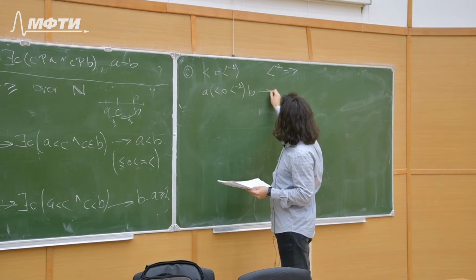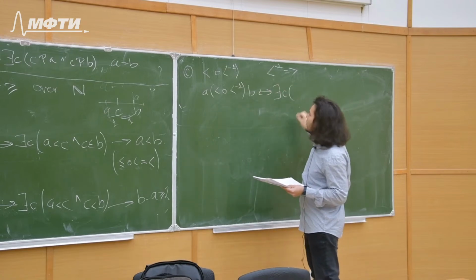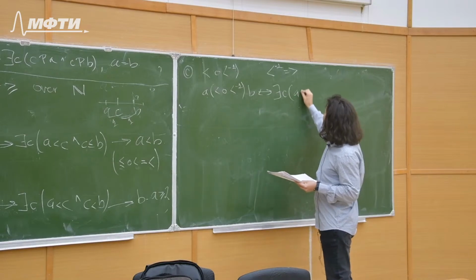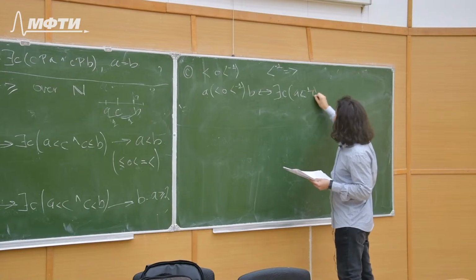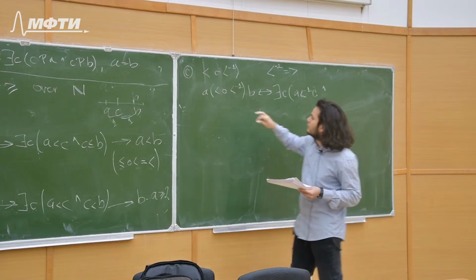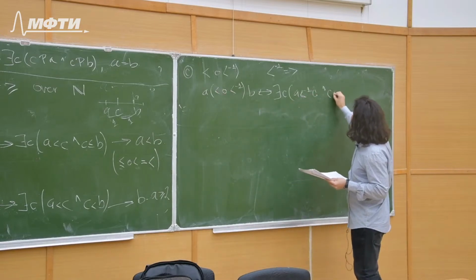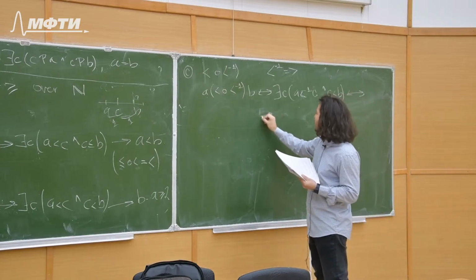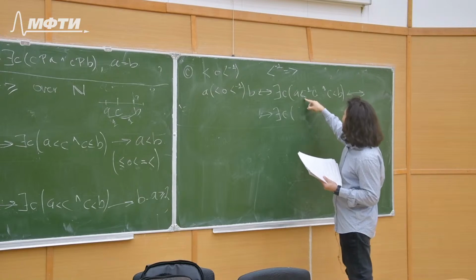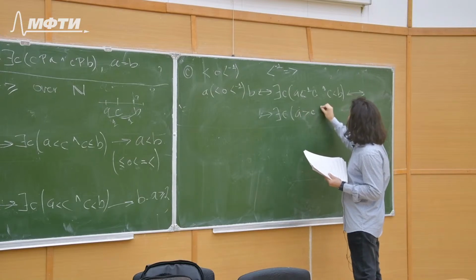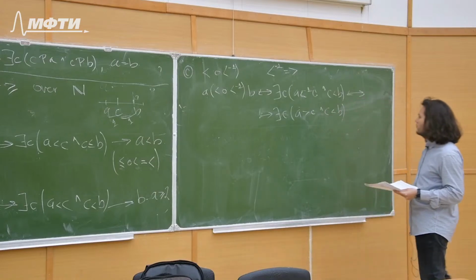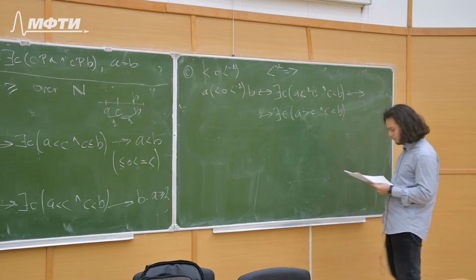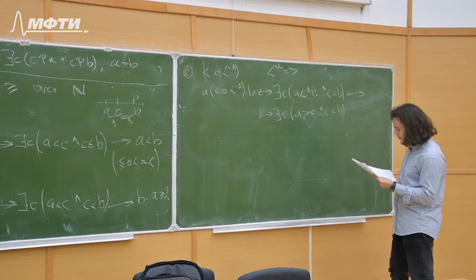So it means that B, if and only if, by definition this is going to be there exists some C such that A is greater than C, and C is less than B. So this is if and only if there exists some C such that A is greater than C and C is less than B. So we have that C is less than A and C is less than B, right?